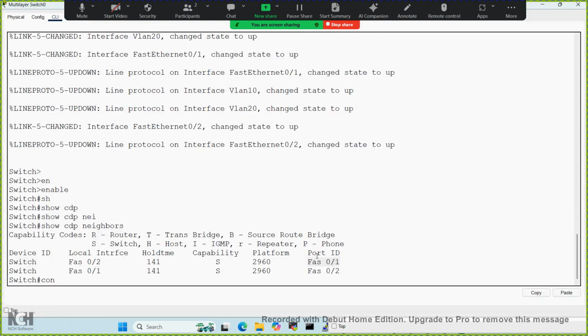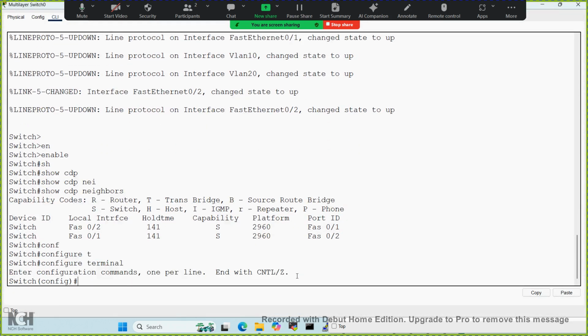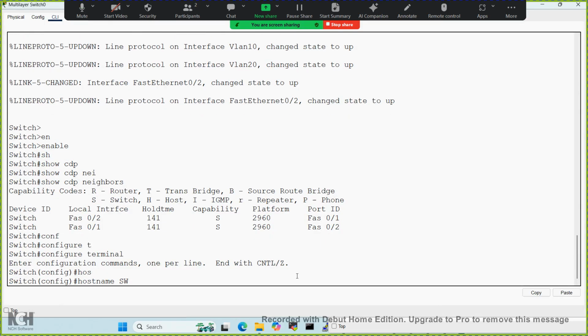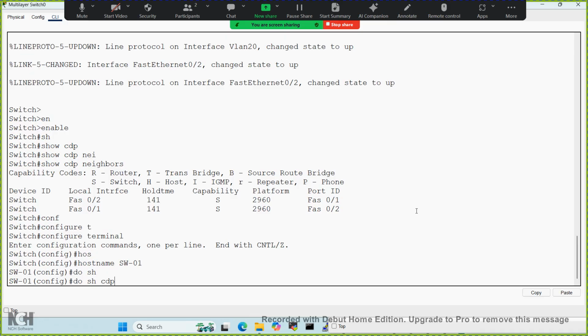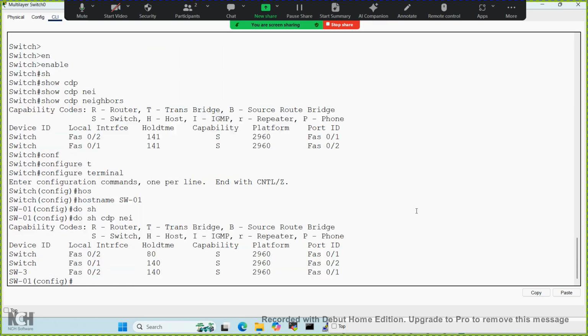Here I am giving another name. Configure terminal, hostname switch 01. Now if I check the CDP neighbors, do show CDP neighbors, it shows switch 02 and 03. Now I can clearly understand.